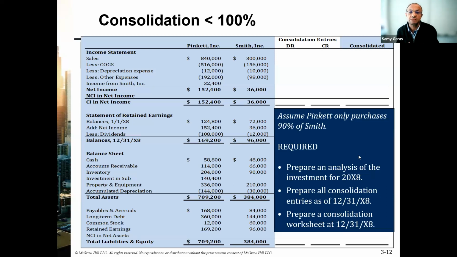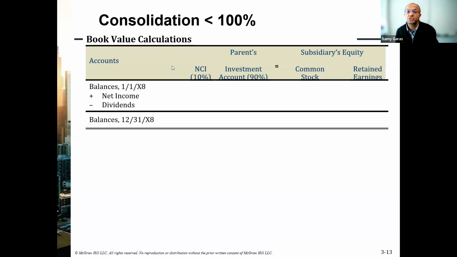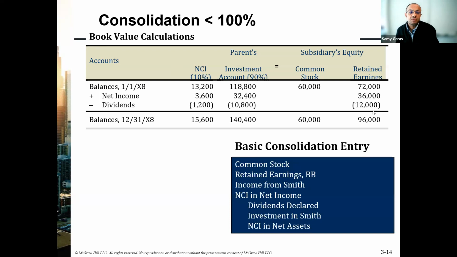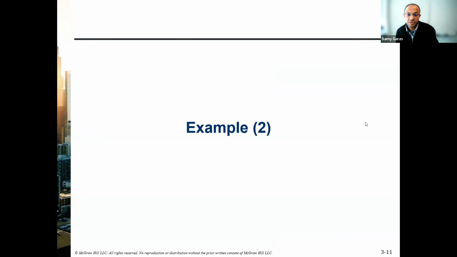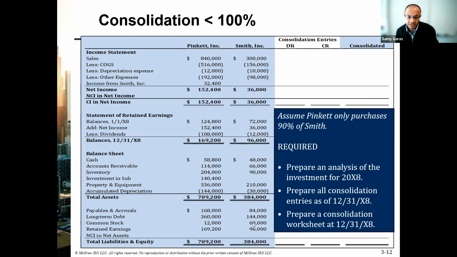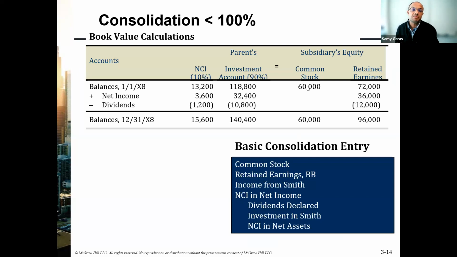We need to do the journal entries and the consolidation. So first, we need to consolidate the account of the retained earnings. And here we see the common stock of the subsidiary company 60 and the retained earnings 96. From where do I get them? Here they are. You can see here 60,000 common stock, 96 retained earnings. And then we divide them between 60 and 72 for the common stock and retained earnings for the parent company, and the rest will go to the NCI. And we also distribute the net income between the parent and the NCI, and the dividends.